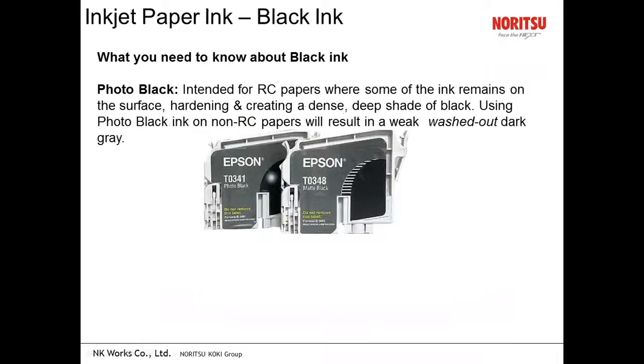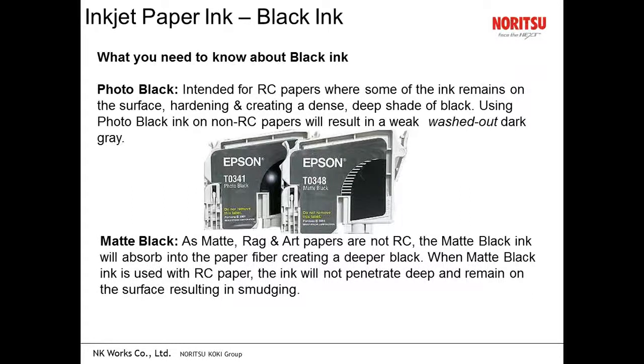Just going to skip through that and get to the next topic, which is the inks. There are two types of black inks that are used. We have photo black ink and matte black ink. They are never used at the same time. Photo black ink is designed for RC papers, whereas matte black is designed for non-RC papers. And the purpose of the two inks is to create as deep a black as possible while reducing the negative impact of being absorbed incorrectly into the emulsion.